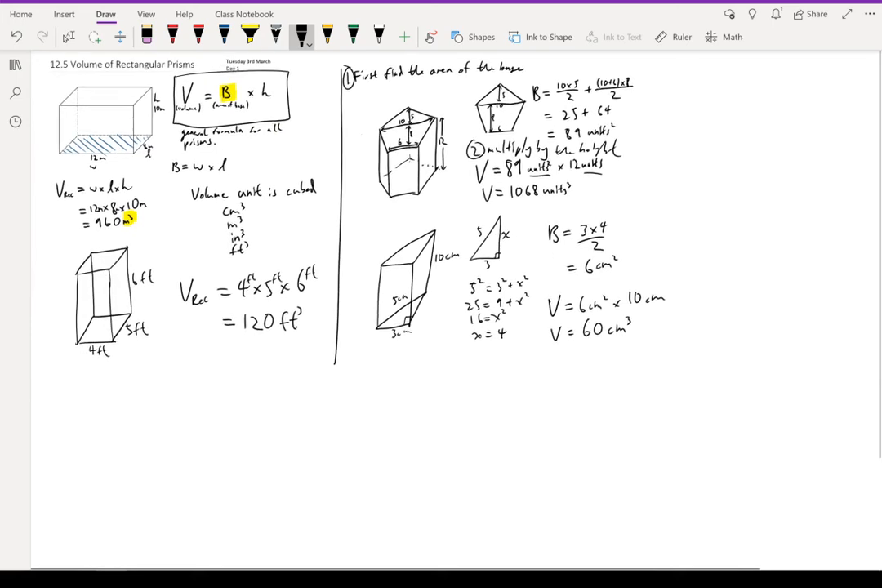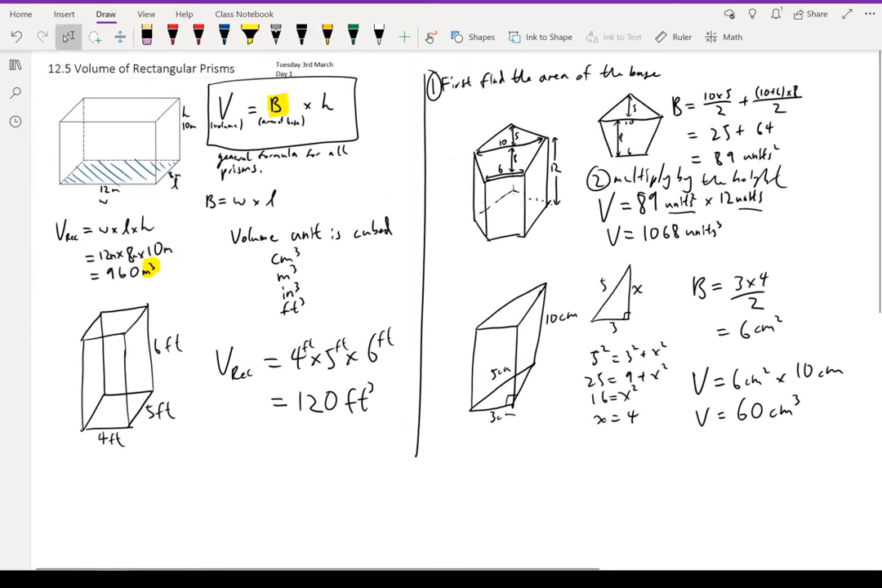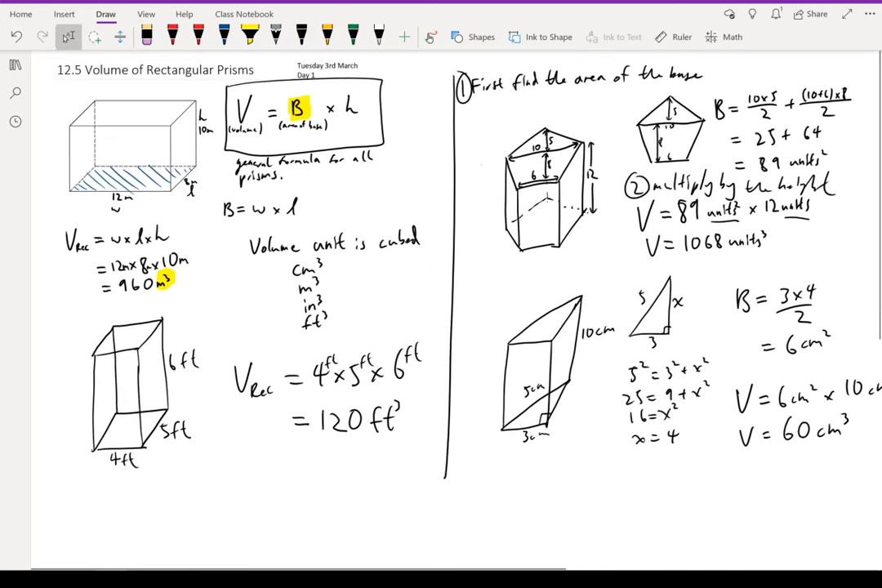It's not too difficult. So in general, you just need to remember that the volume is equal to the area of the base. From a rectangular point of view, the area of the base will be width times length, and then you multiply by the height.